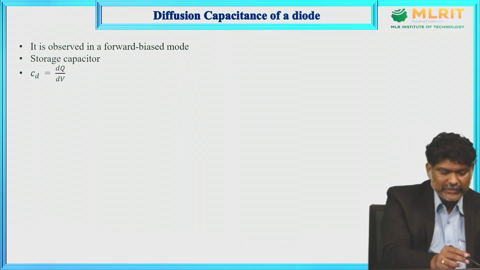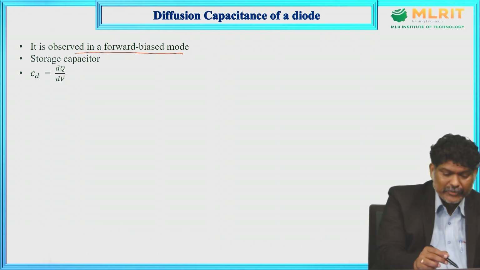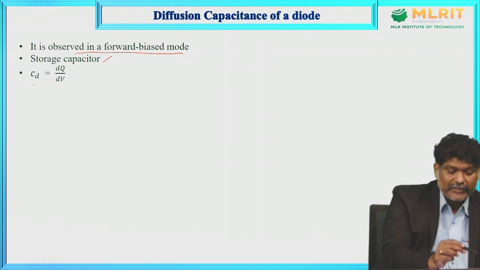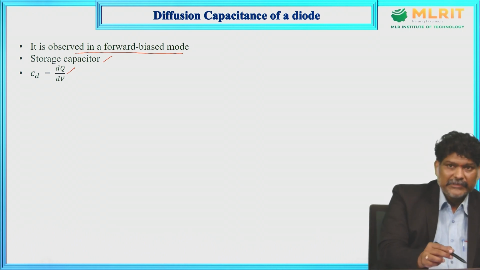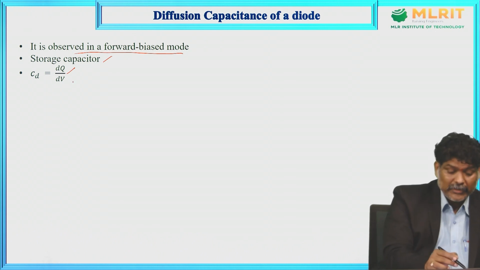This is observed particularly in forward bias condition, and it is also called the storage capacitor, and the expression for this is CD equal to change in charge by change in voltage. That means the change in the applied charge for the applied change in the voltage. So therefore this can also be treated like this.